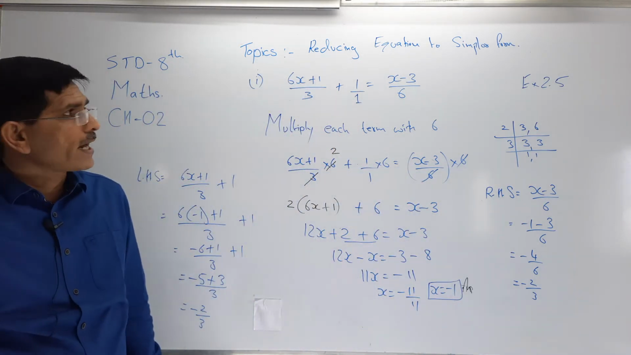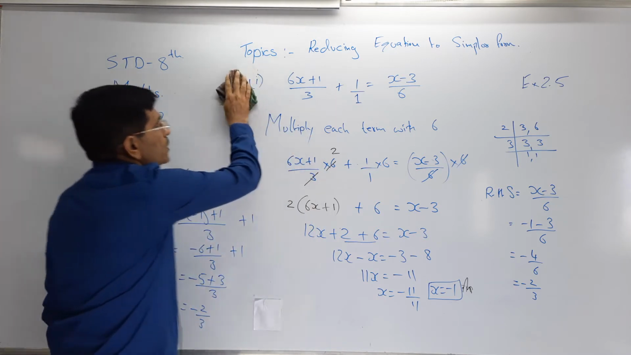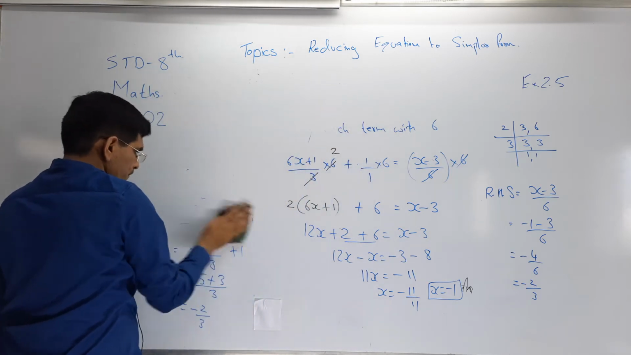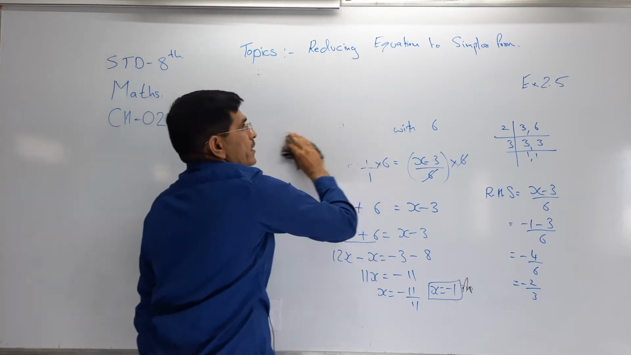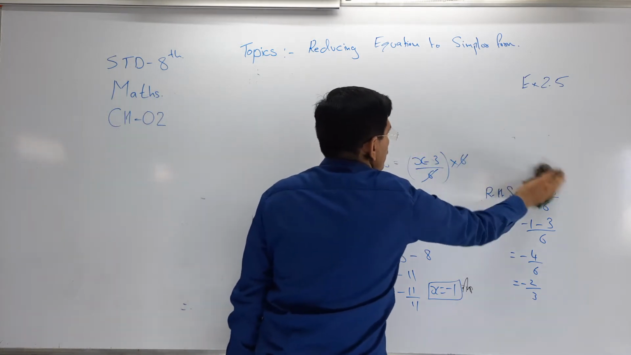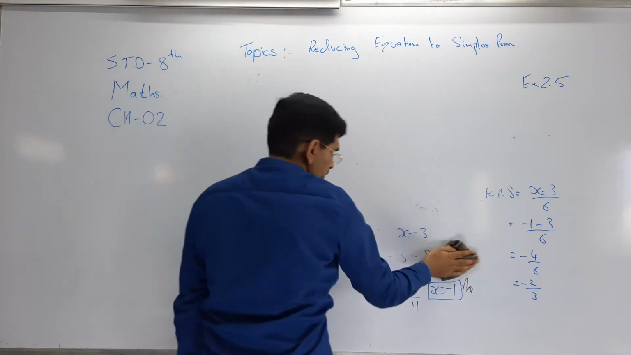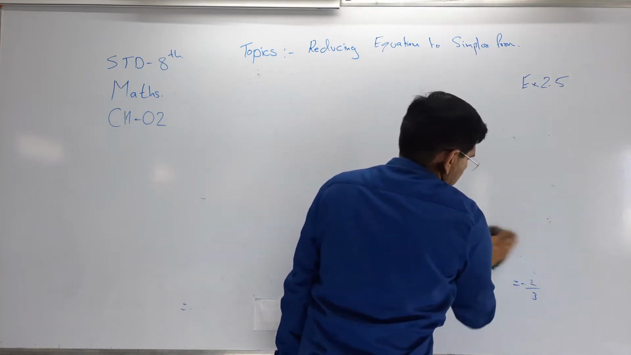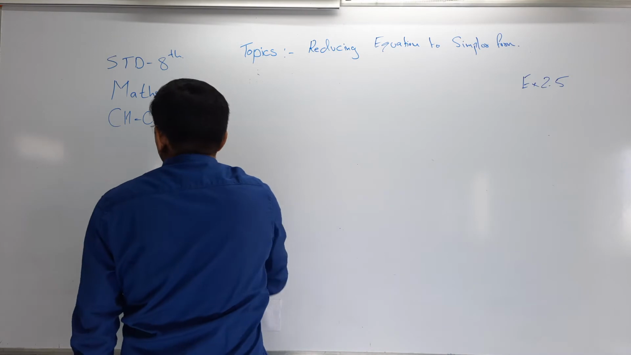So, now we have to start exercise 2.5 and we have to go to a different type of sum. Again, the topic is reducing equations to simpler form. When more than 2 or 3 terms are there, we have to simplify it and find out the value of x.